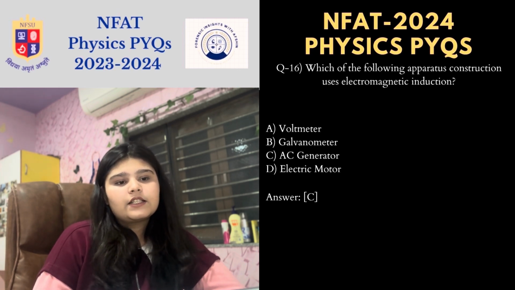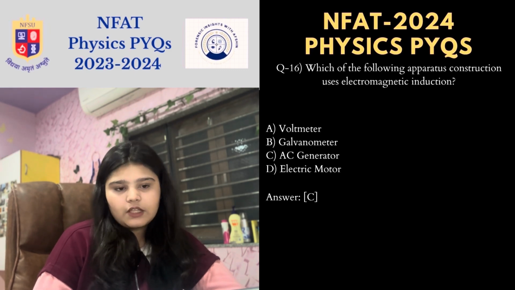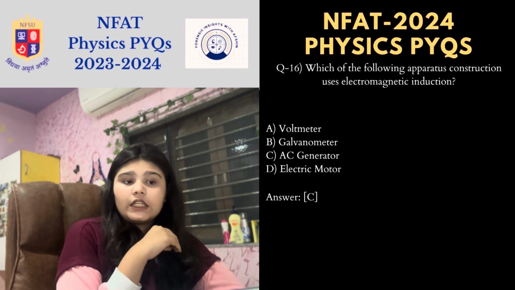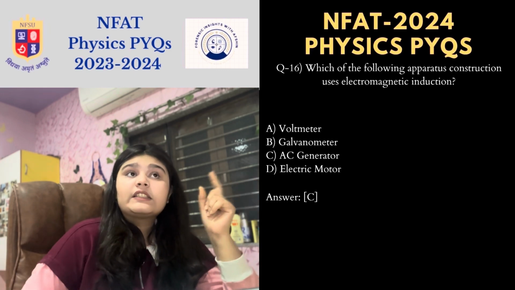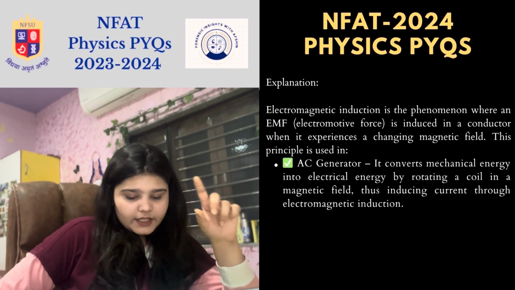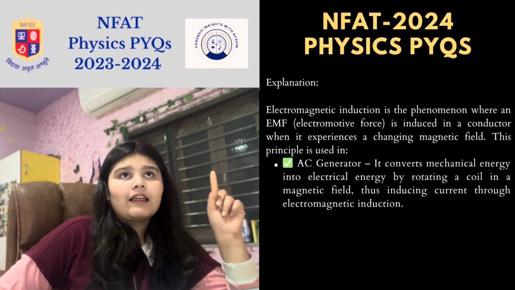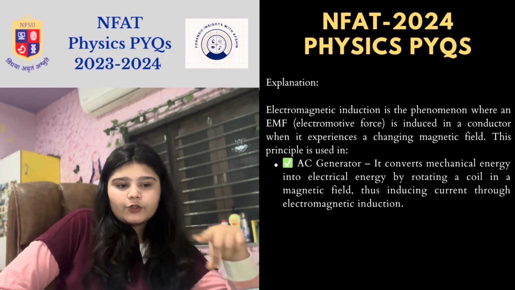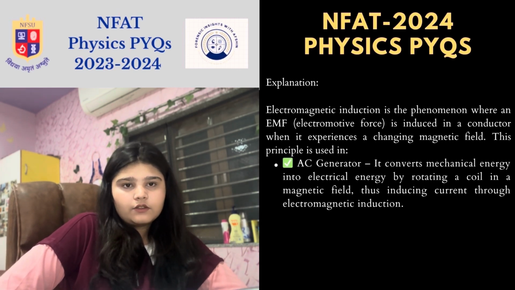Which of the following apparatus construction uses electromagnetic induction? Voltmeter, galvanometer, AC generator, or electric motor? The answer is AC generator. Electromagnetic induction is a phenomenon where an EMF is induced in a conductor when it experiences a change in magnetic field. This principle is specifically used in AC generators because it converts mechanical energy into electrical energy by rotating a coil in a magnetic field, and thus results in inducing current through electromagnetic induction. So AC generator is the correct option for this question.